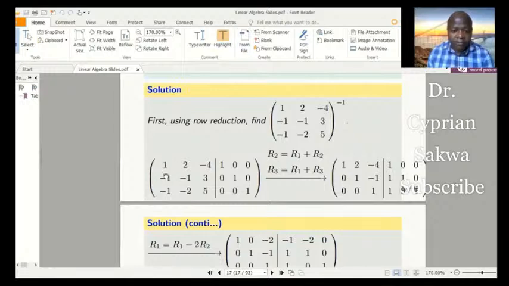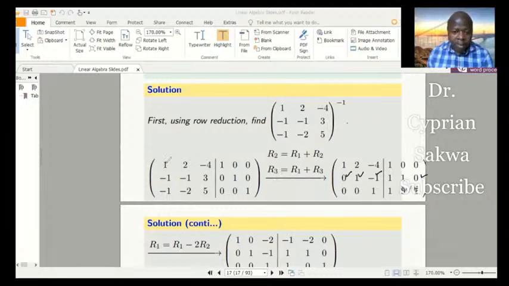I have this one. I want the zeros here and here. So I'll take row 1 plus row 2. That will give me a 0 in this position. And row 1 plus row 3 would give me a 0 in this position. So let's do that. 1 plus -1 is 0. 2 plus -1 is 1. -4 plus 3 will be -1. And to do that, 1 plus that will be 1, 0 plus that will be 1, and 0 plus that. So you have the entire row there.